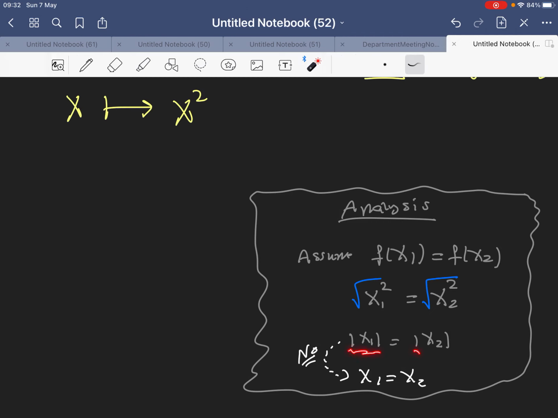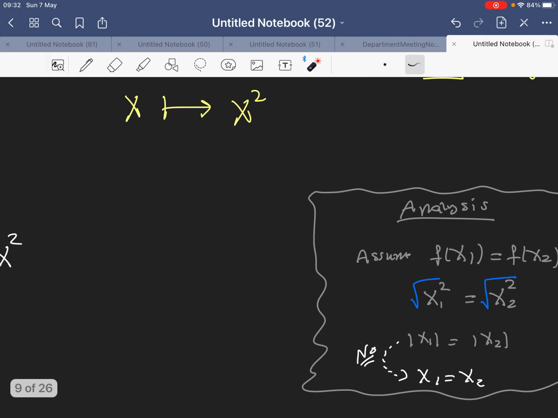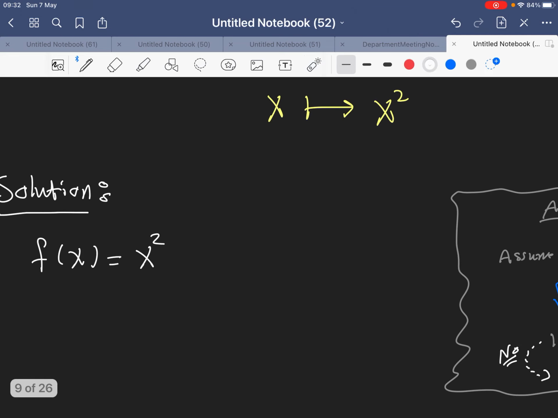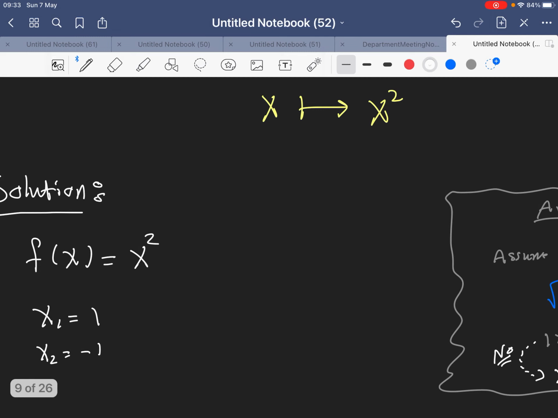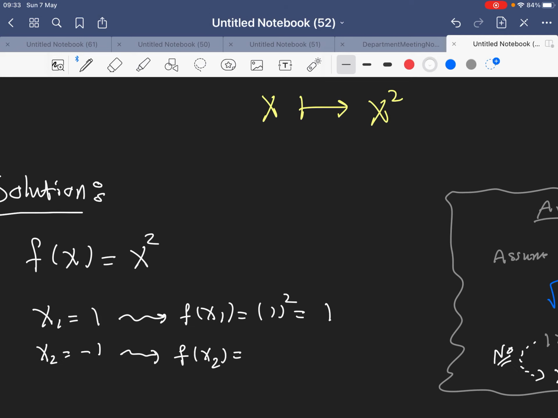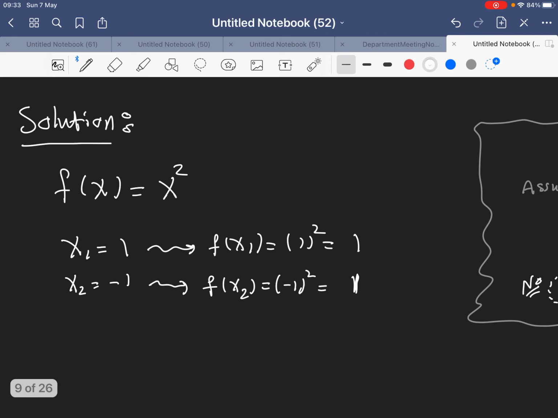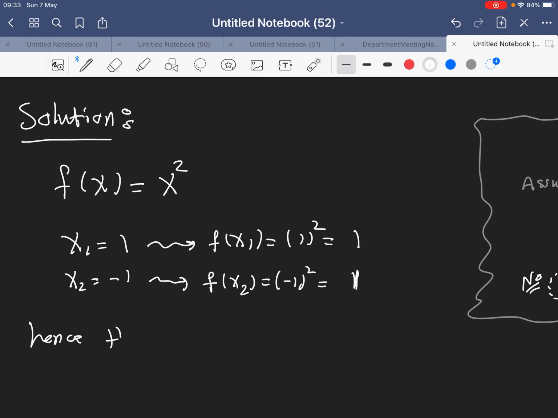Now, when do we have two values that have the same absolute value? I think the easy example is to use x1 equal to 1 and x2 equal to negative 1. Now, if we check, f of x1 will be just 1 squared, which is 1. If we check the other one, f of x2 is just negative 1 squared, which is equal again 1. Hence, the function is not injective.